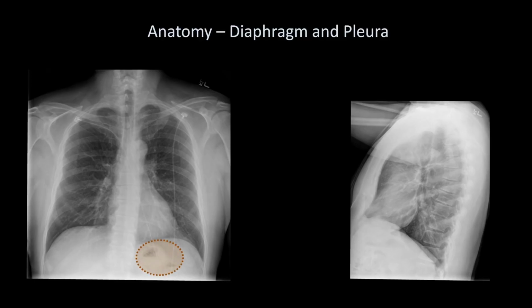This usually represents air in the stomach, in which case it's called the gastric air bubble, although occasionally it can be unclear as to whether the gas is in the stomach or in the intestines.